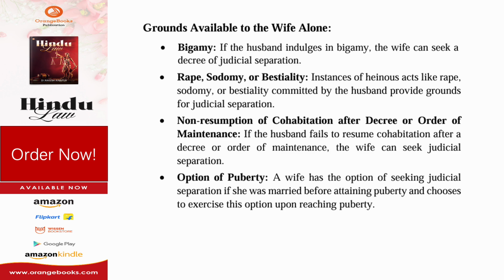Certain grounds are available only for the wife. Those grounds are bigamy, if the husband is involved in multiple marriages, or in case of rape, sodomy, or bestiality. And then, in case of restitution of conjugal rights, if the court has ordered cohabitation but the other spouse is not following that, then judicial separation can be initiated.